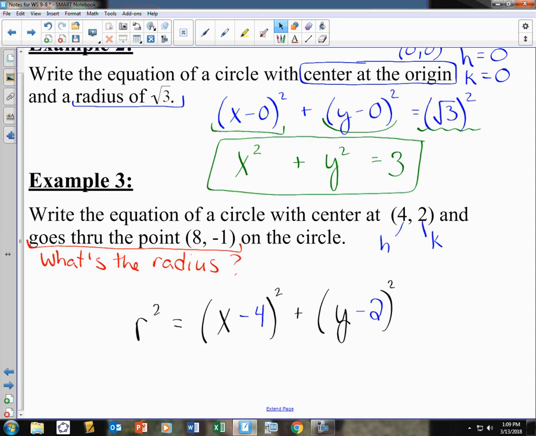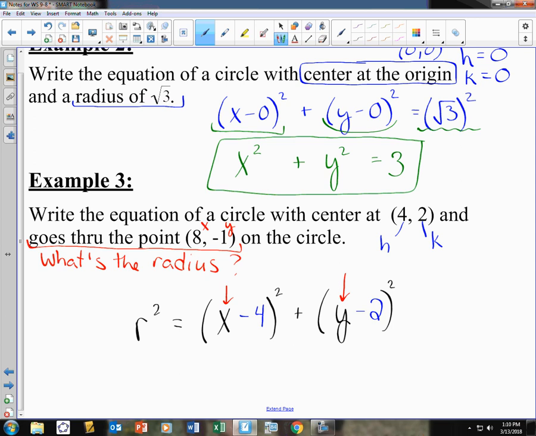Now, it told us a point that it goes through. So we kind of need to figure out the radius. But here's the nice thing. By giving us a point that it goes through, hasn't it given us an x value and a y value that's on the circle? So I can take these numbers and plug them in for x and y. And when I do that, my only variable in the equation is r. So let's try that out.